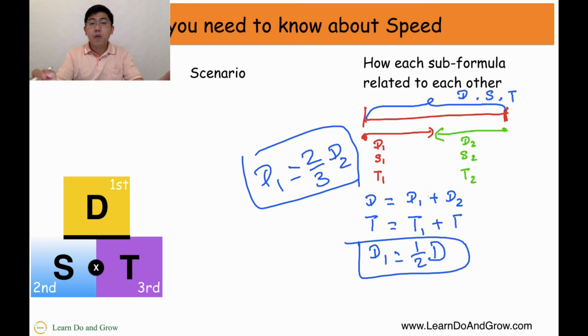Okay, by now I think you have a certain understanding about this type of sub-formula and how it is related. I'm going to show you the next slide, which I already prepared, and I will take you through step by step.